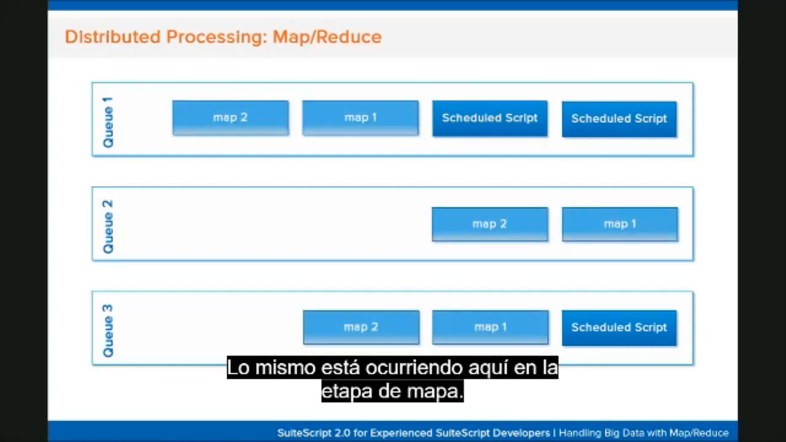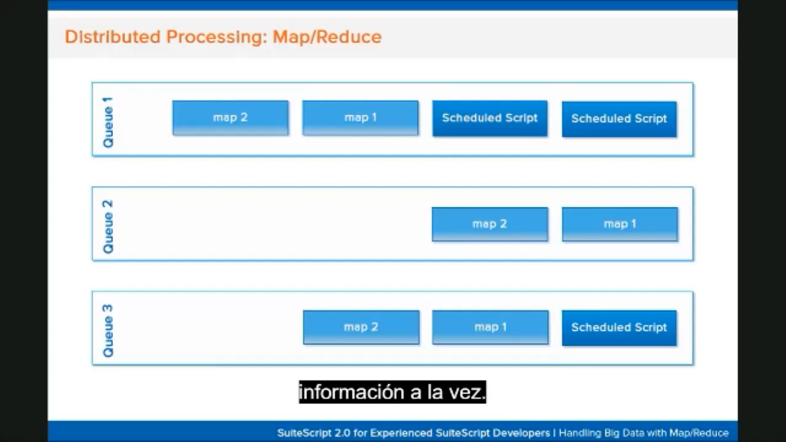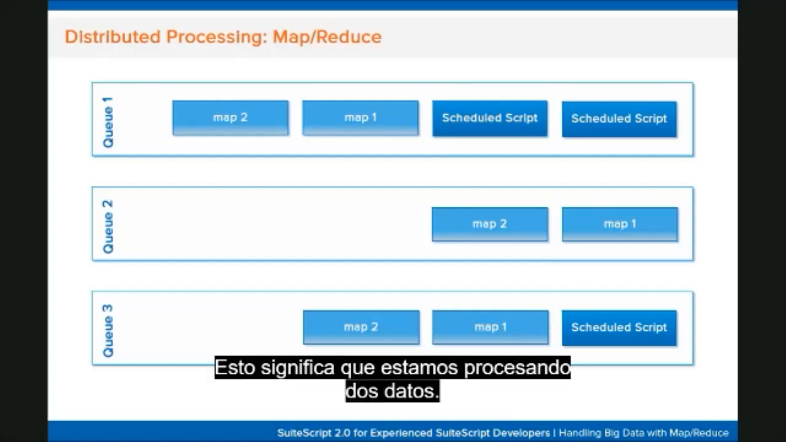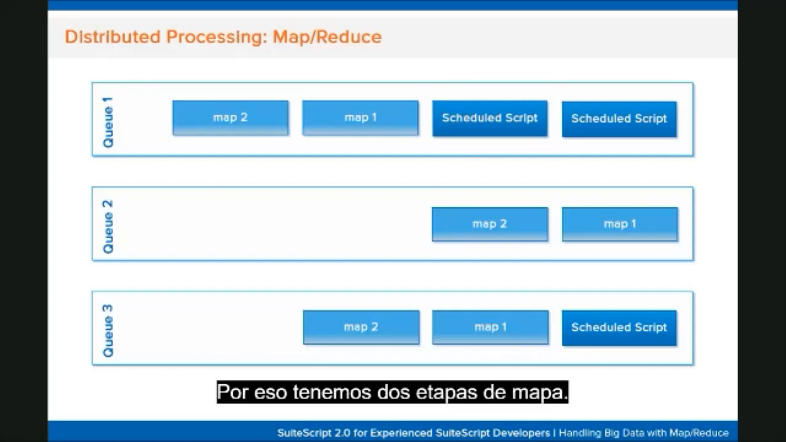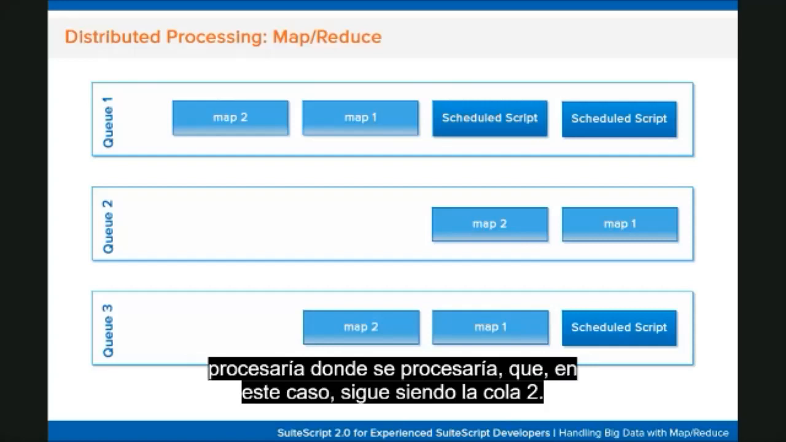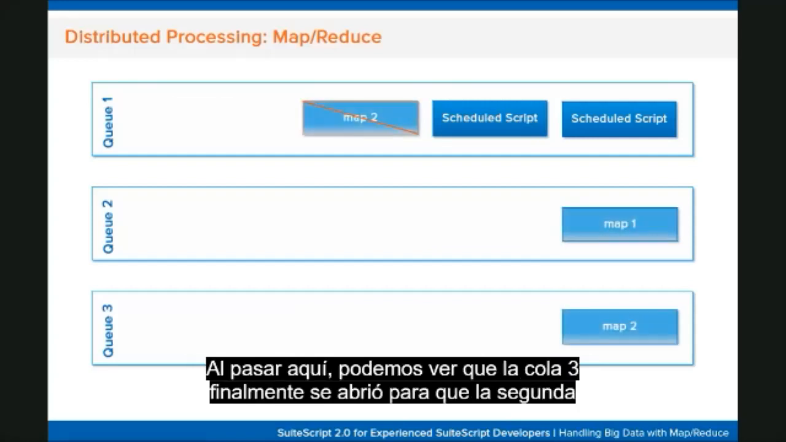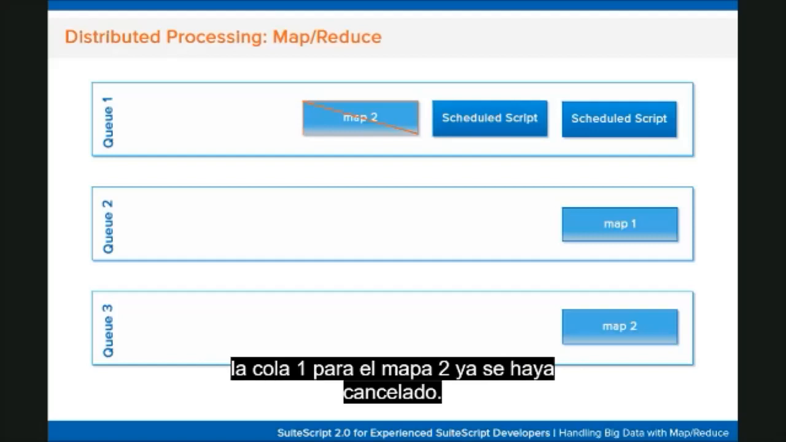Same thing is happening here in our map stage. So remember, the map stage is processing one single piece of information at a time. So that means here we are processing two pieces of information. Maybe we have an array with two pieces of information, so that's why we have two map stages. Now again, pointers are thrown into the queue and it would be processed where it can be processed, which in this case is still Q2. And moving on here, we can see that Q3 finally opened up so that the second map execution is actually running on Q3, and then the pointer on Q1 for map 2 has already been canceled.